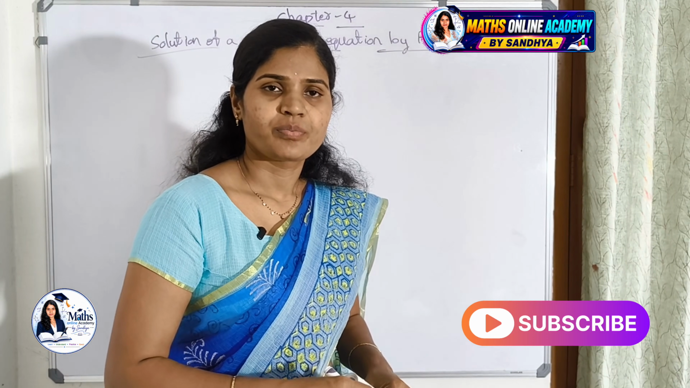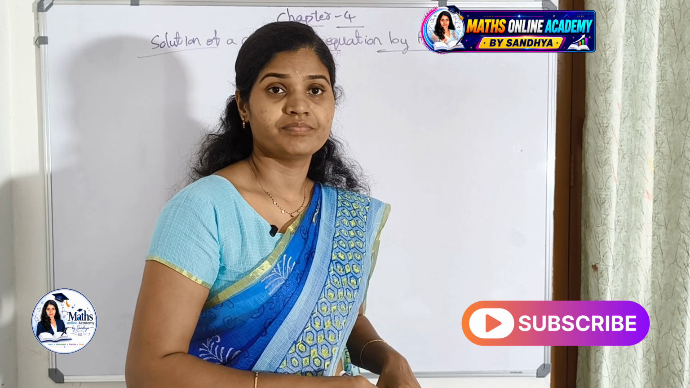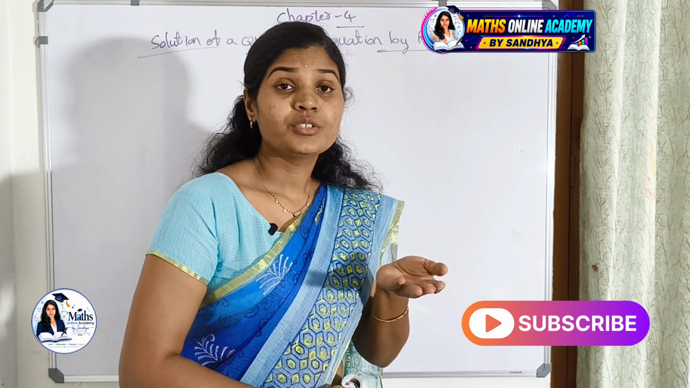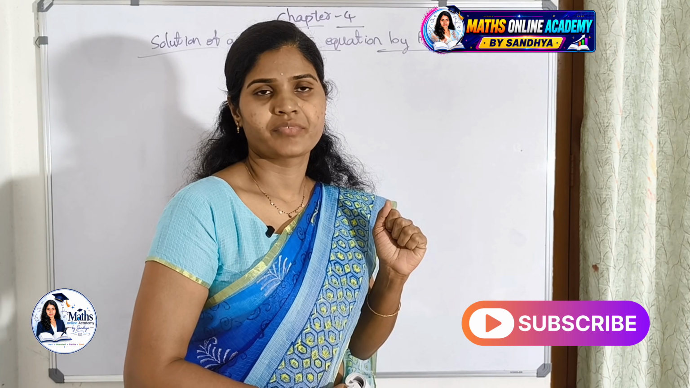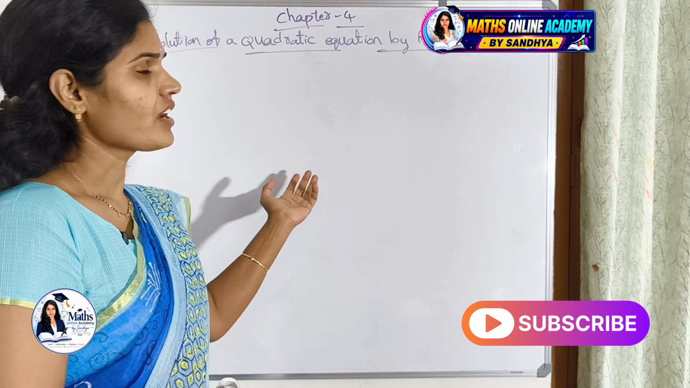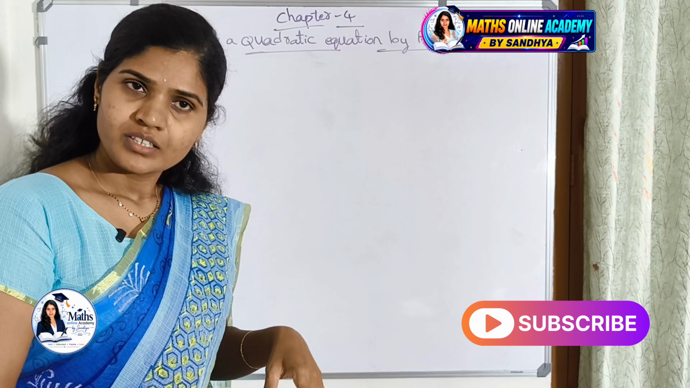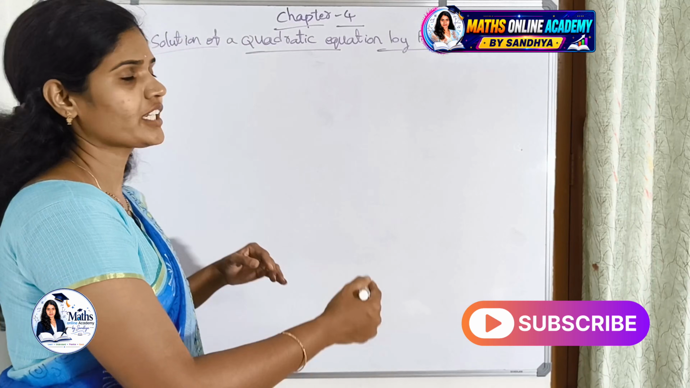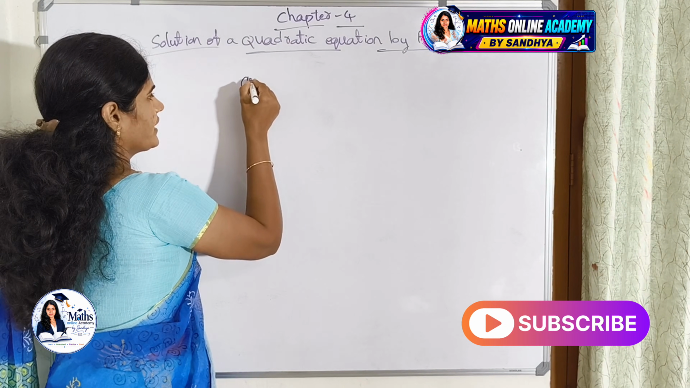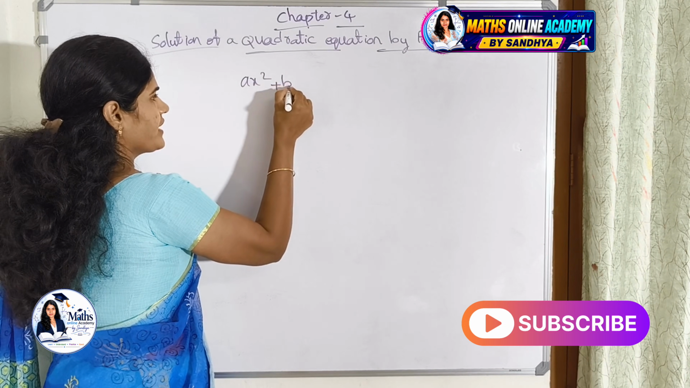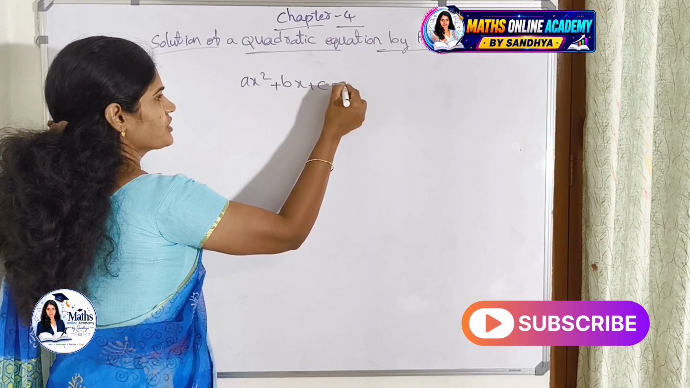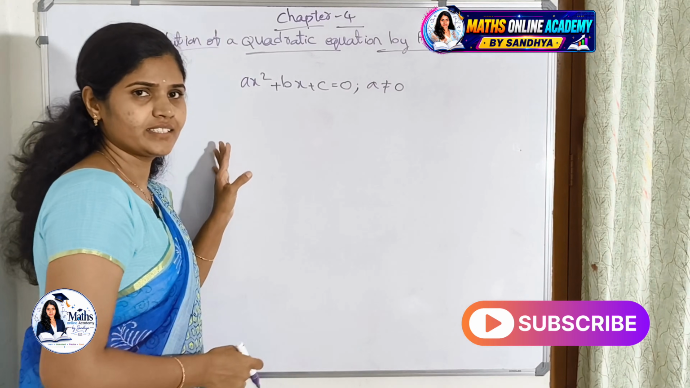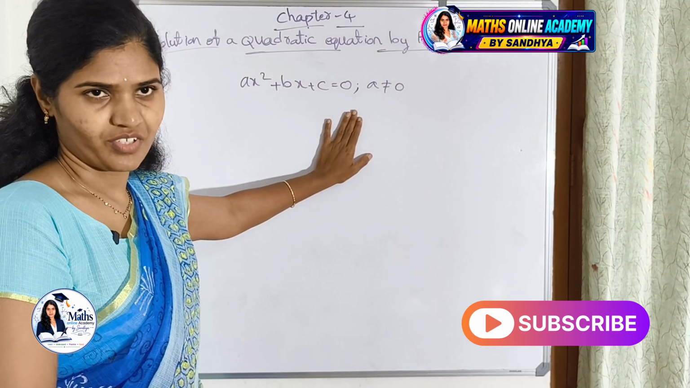Already we studied in chapter 2, polynomials, quadratic polynomial solutions. There we call them zeros of the quadratic polynomial. Here we call them solutions or roots of the quadratic equation. Actually, what is the general form of a quadratic equation? ax square plus bx plus c equal to 0, and a not equal to 0. This is the general form of the quadratic equation.